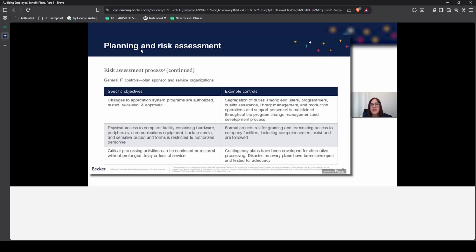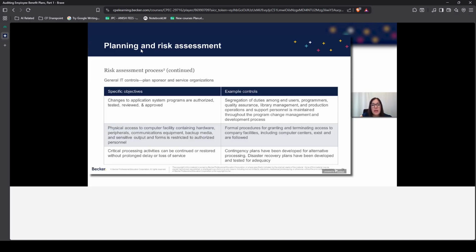So we've got a couple of examples here, and these are pretty broad-based examples when it comes to some of the general IT controls. For example, if they've got a specific objective related to changes to the application system, programs are authorized, tested, reviewed, and approved. That's their objective. So then the control could be that they segregate duties amongst the different entities, such as end users, programmers, QA, library management, etc.